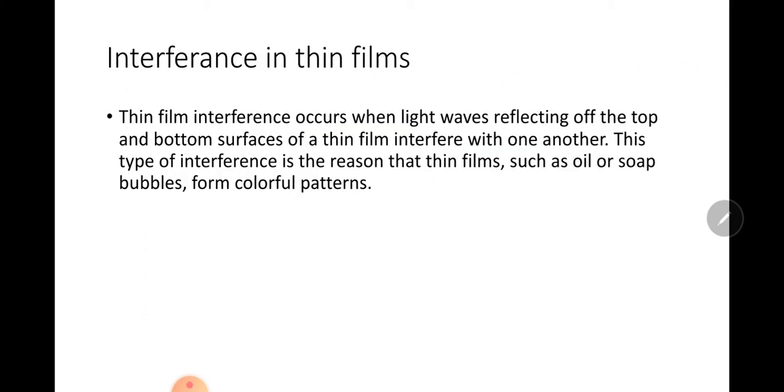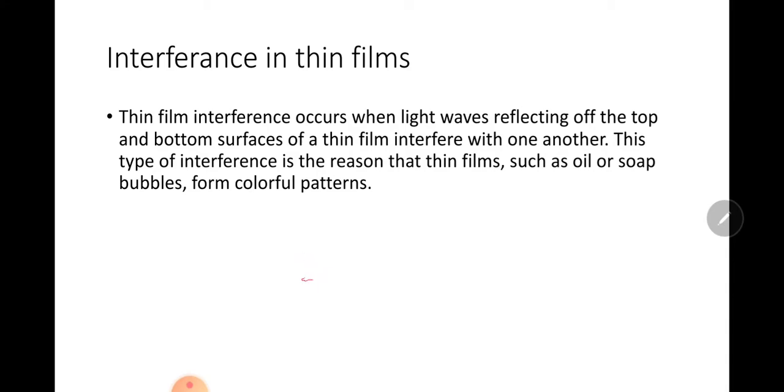Now, thin film interference. Interference in thin films occurs when light waves reflecting off the top and bottom surface of a thin film interfere with one another. This type of interference is the reason that thin films such as oil or soap bubbles form colorful patterns.